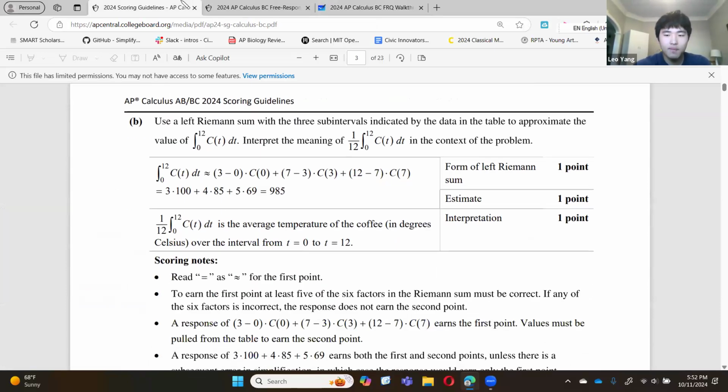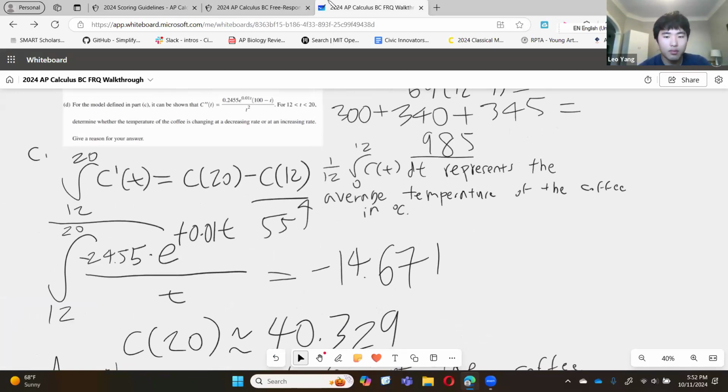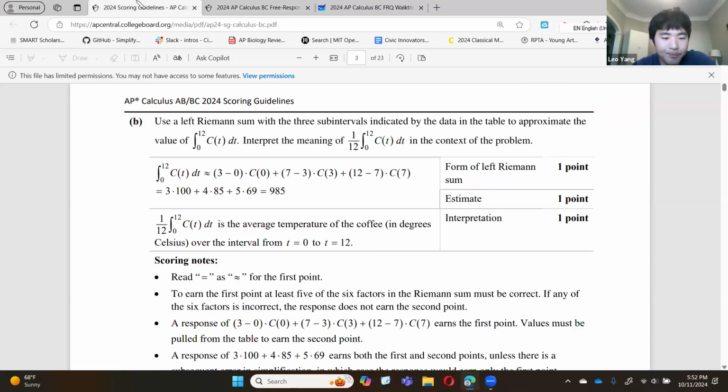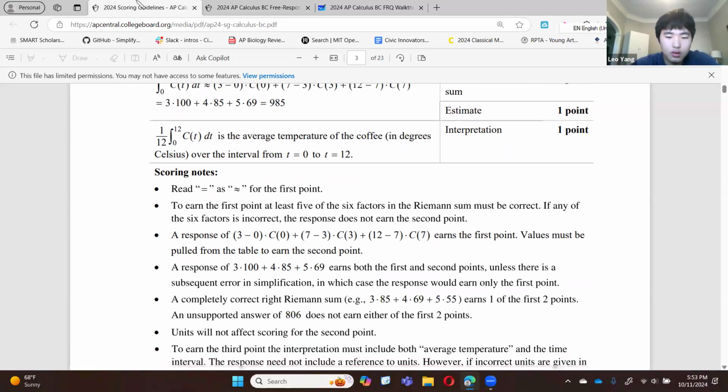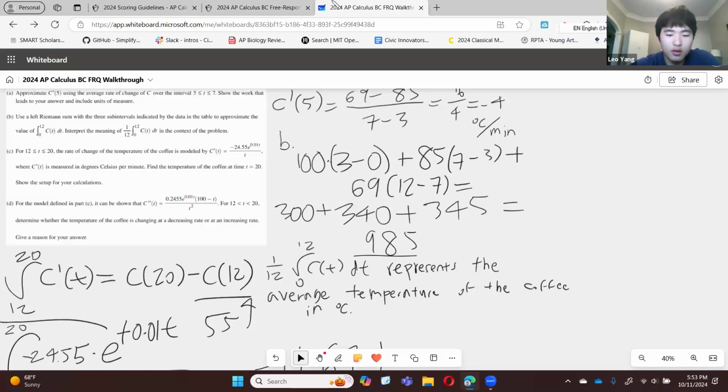Part B. Form of left Riemann sum, estimate, interpretation. Let's see. Form of left Riemann sum. Yes, we have that. Interpretation is average temperature from the interval. That is right.